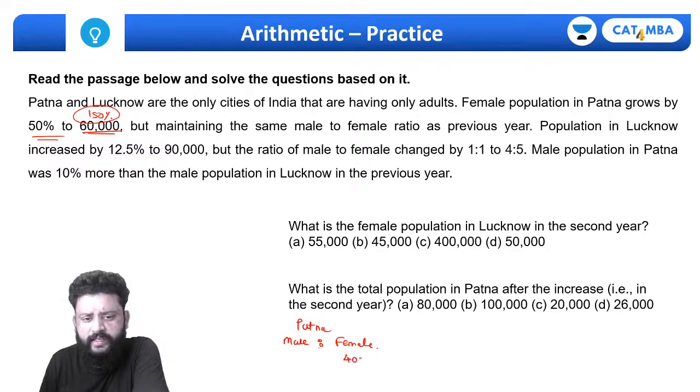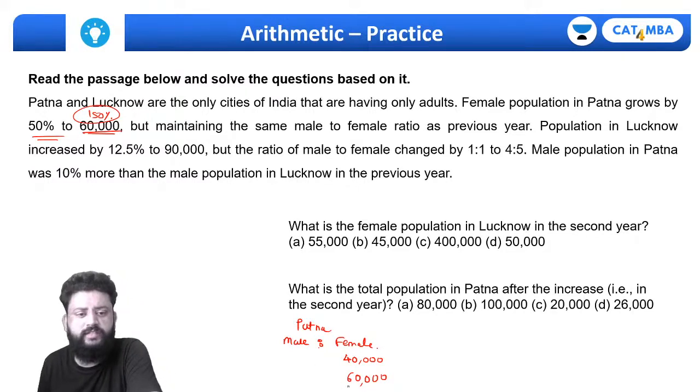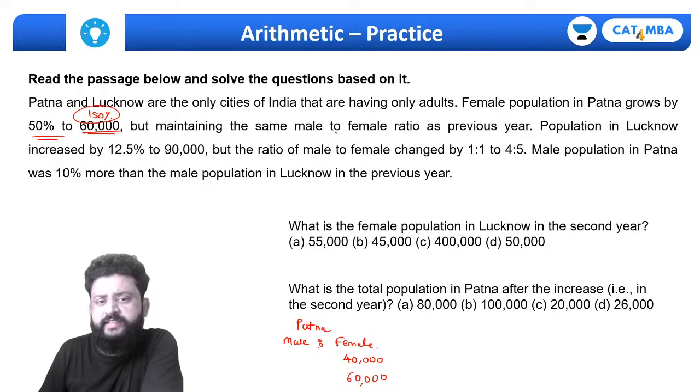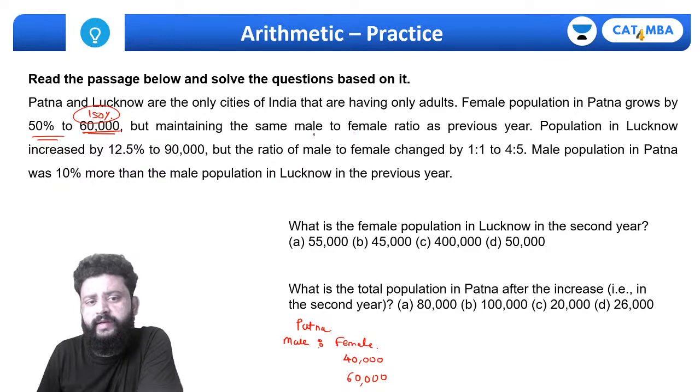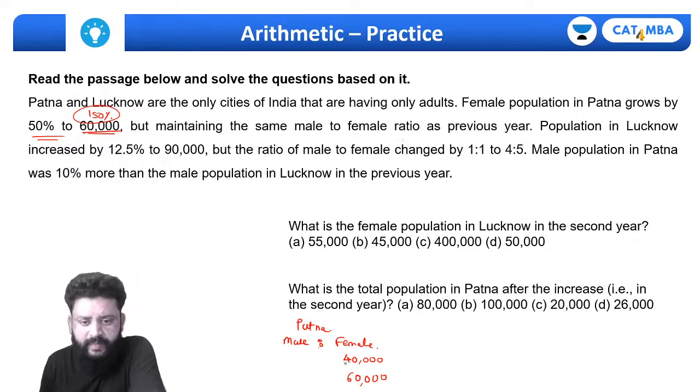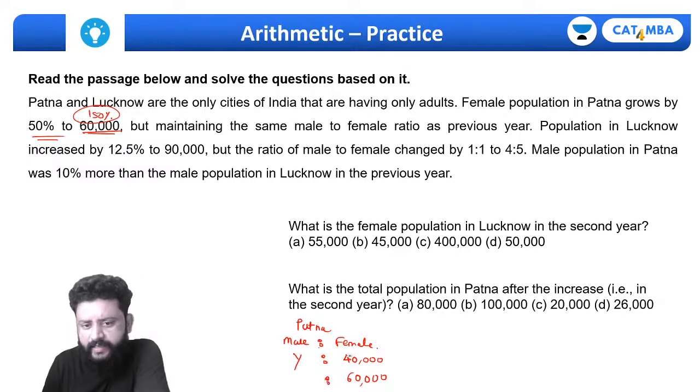Originally it was just 40,000 and now it's 60,000. Really easy value. 40,000 का 50% होता है, 20,000 add होगा, that is 60,000. That's how it came 60,000. Maintaining the same male to female ratio. That simply means, अब देखो यहाँ पे 40,000 और यहाँ पे अगर male y थे तो यहाँ पे ये कितने times हुआ? This is 1.5 times.